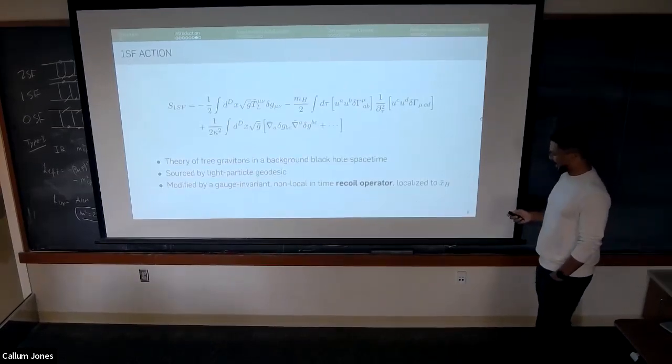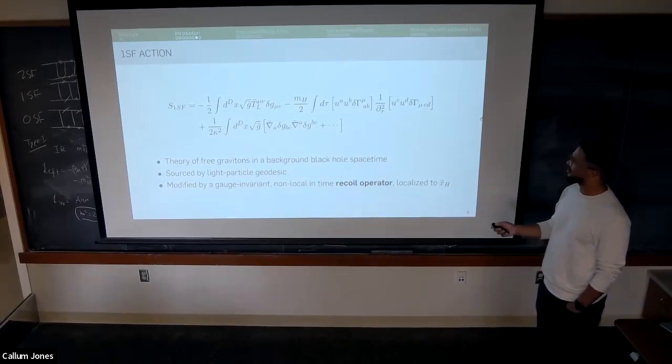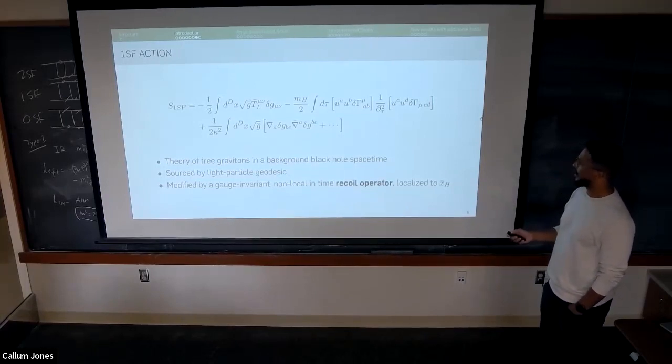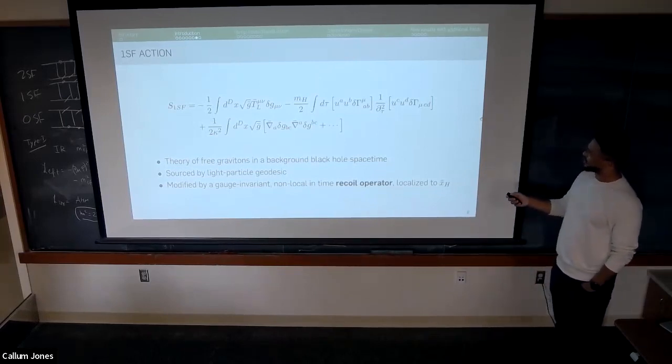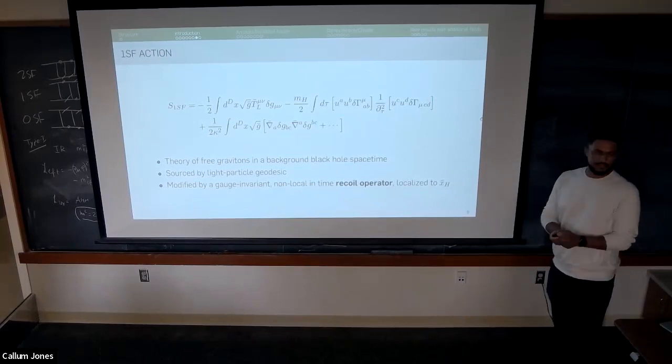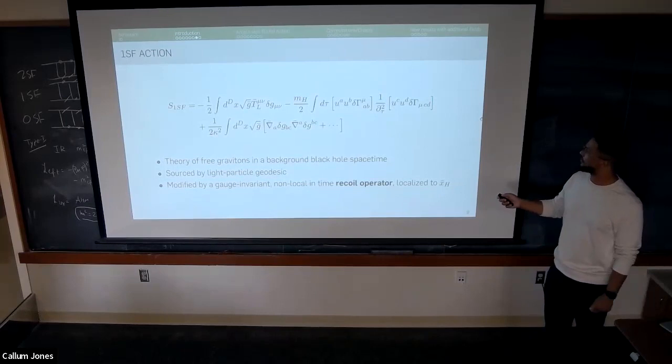And so this is it. This is the action at leading order 1SF. I have the stress tensor of my light body. I have gravitons propagating in that Schwarzschild background. And then I have this new thing, which is what I get from integrating out the heavy particle. We call it the recoil operator. You can see it's non-local in time because a free particle has no restoring force. That's basically what that is.